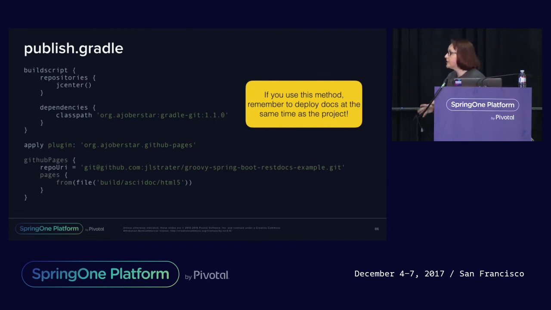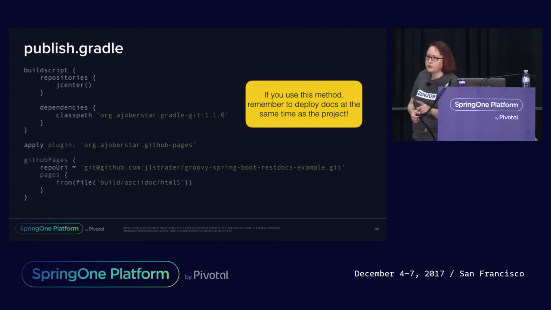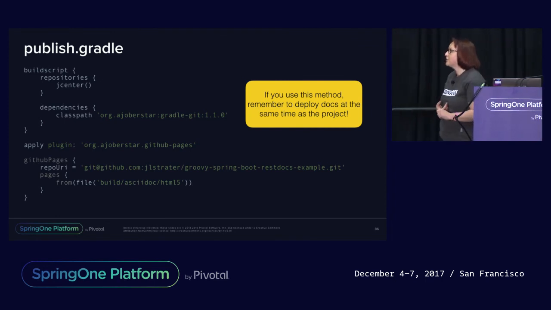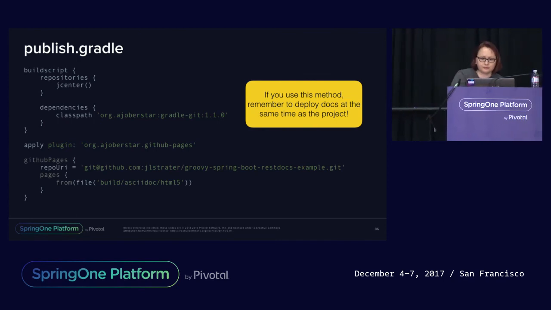So this can become a bit of a problem too, because now you're getting out of sync again. So if you use this method, please, please remember, because I often forget to when I'm doing the demos, to publish your doc every time you do a deploy of the project.